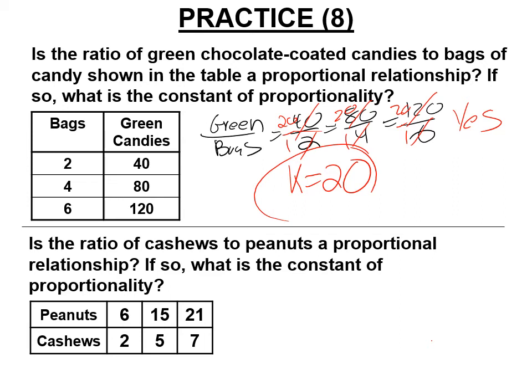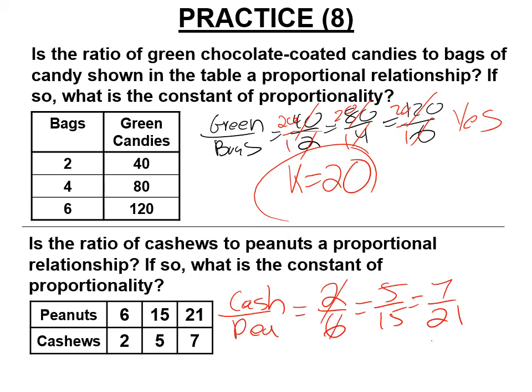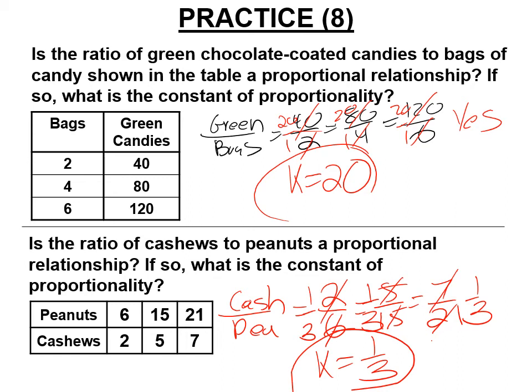So the ratio of cashews to peanuts is a proportional relationship. Cashews to peanuts. So I abbreviated, but cashews has to go up top. So we always end up flipping these over. And so that simplifies to 1/3. 5/15 simplifies to 1/3. 7/25 simplifies to 1/3. So K equals 1/3, right? Cannot put 3. It's cashews to peanuts. Cashews has to go up top, and it's 1 cashew.